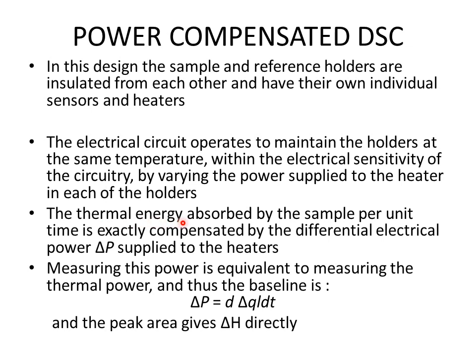The thermal energy absorbed by the sample per unit time is exactly compensated by the differential electrical power delta P, which is supplied to the heaters. And measuring this power is equivalent to measuring the thermal power, and thus the baseline can be expressed as delta P, which is equal to d delta Q over dt, and the peak area gives us delta H, the enthalpy of reaction, directly.